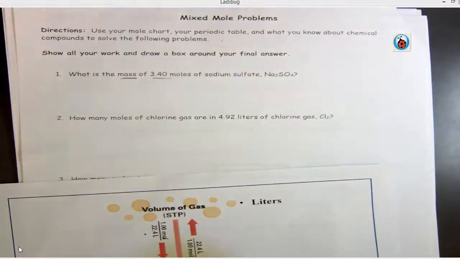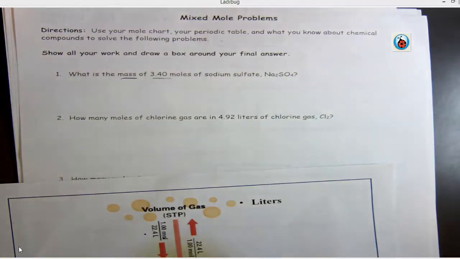All right, these are mixed mole problems. Your test over moles will be mixed mole problems. So what are we going to need? We're going to need the mole chart, a periodic table, and what we know about chemical compounds to solve these problems. Okay, we need to show all our work, and let's box up our final answer so I can find it.